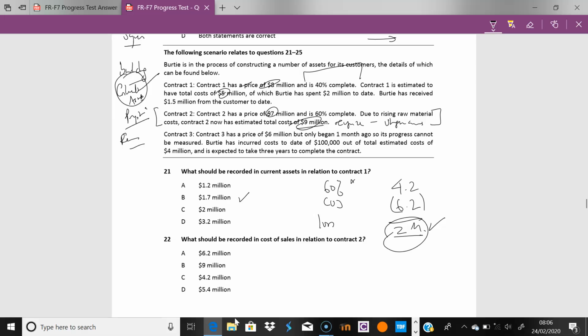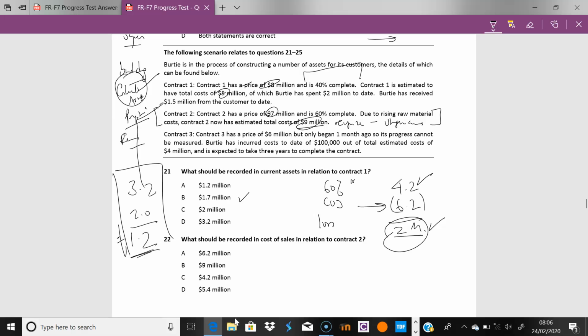I mean, we were doing the same thing over here in effect, weren't we? When we said if you do 40% of 8, you will get 3.2. If you do 40% of 5, you will get 2. So we recognize the profit of 1.2. That's exactly what we did here. Same thing here. We're recognizing this, but we must recognize a loss of 2. And so that's how we arrive at the cost of sales. So that's the way we get there.